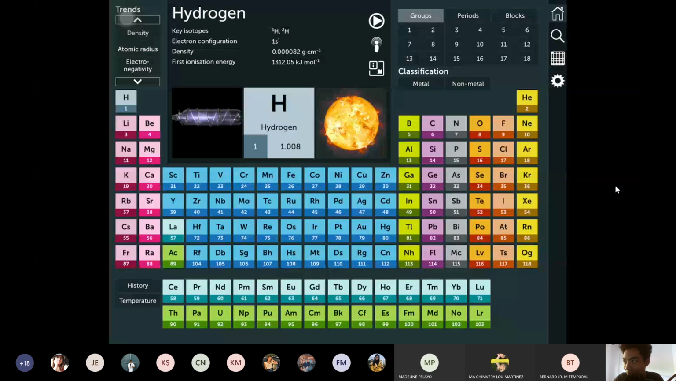No? Ginagawa rin nila yan. For example, oxygen, it wants to be stable. So that means the oxygen wants to be like neon. For example, gusto niya gayahin si neon. Okay, so ano gagawin niya?